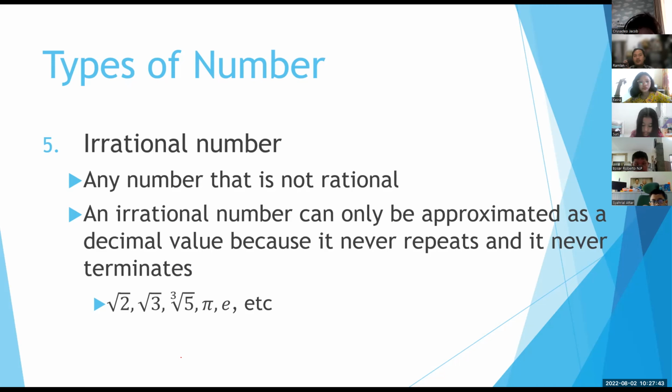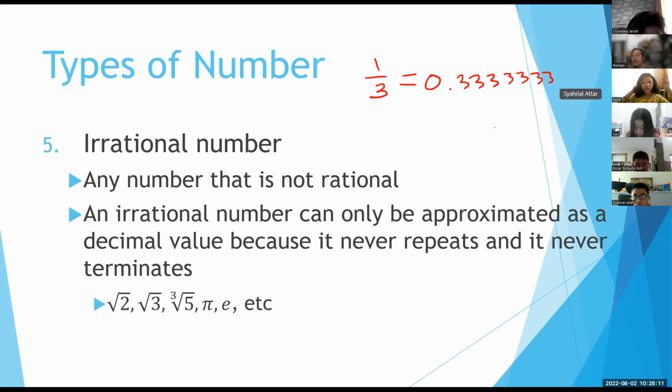An irrational number can only be approximated as a decimal value, because it never repeats and it never terminates. For example, guys, if I say 1/3, what is 1/3 in decimal? 0.3333, right? We have very many 3s, but the 3s don't end, right? Can you see any pattern in here? Yeah, it's always 3.